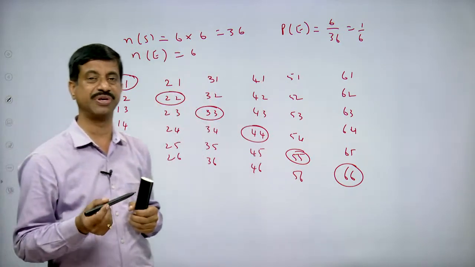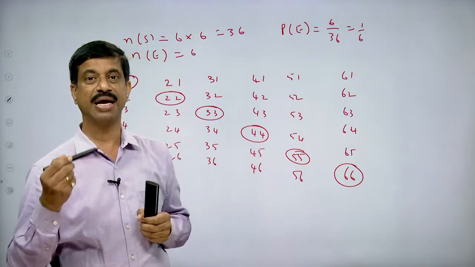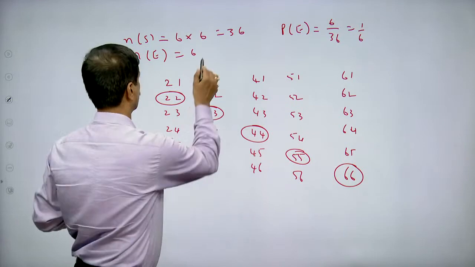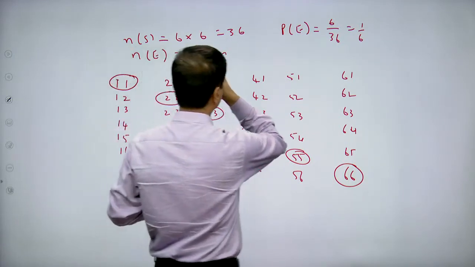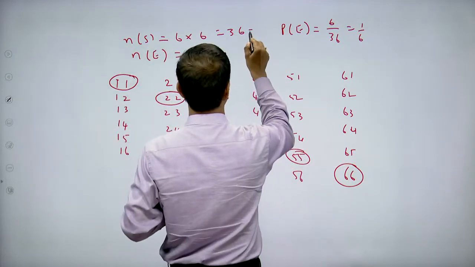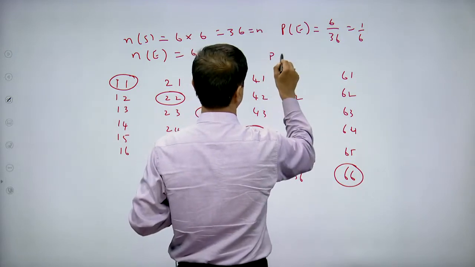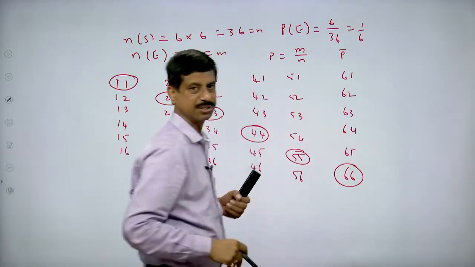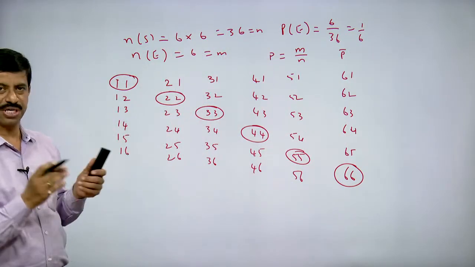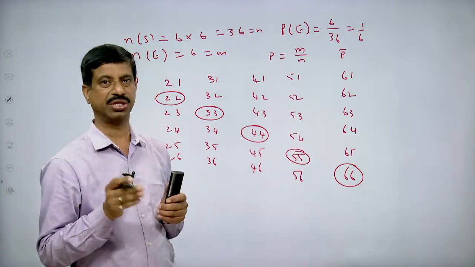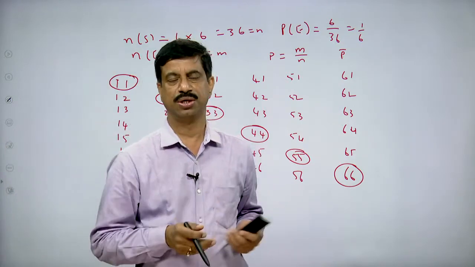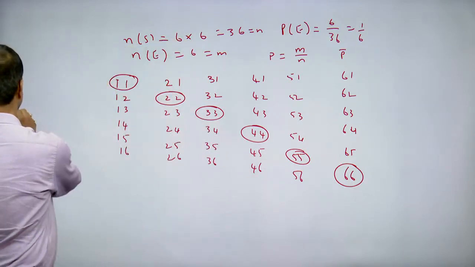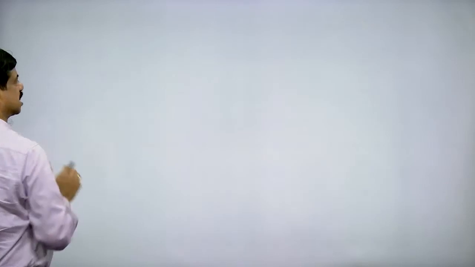Otherwise, some of the cases we can also show by M and N. N of E is shown by M, and N of S is shown by N. So P of E is M by N, or otherwise P bar or something like this. Okay. So whatever it is, they are notations. Therefore, what we show is your choice. But doing it correctly is very, very important. Right, children? So with this basic knowledge, I am starting the discussion.